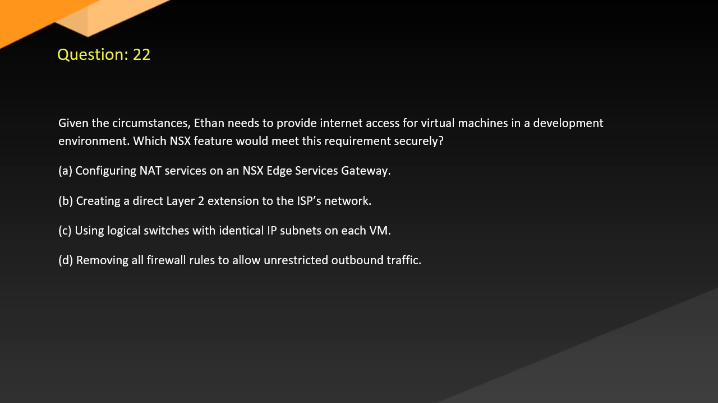Question 22. Given the circumstances, Ethan needs to provide internet access for virtual machines in the development environment. Which NSX feature would meet this requirement securely? A. Configuring NAT services and an NSX Edge Services gateway. B. Creating a direct Layer 2 extension to the ISP's network. C. Using logical switches with identical IP subnets on each VM. D. Removing all firewall rules to allow unrestricted outbound traffic.